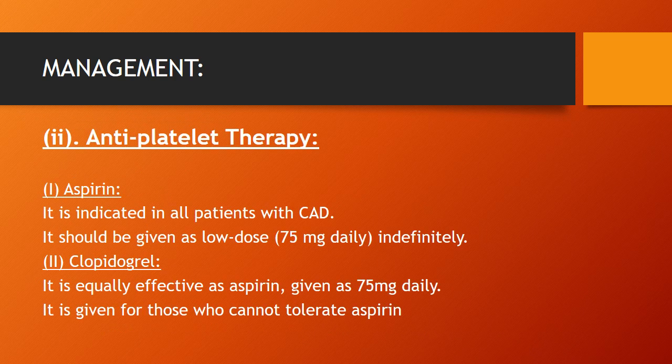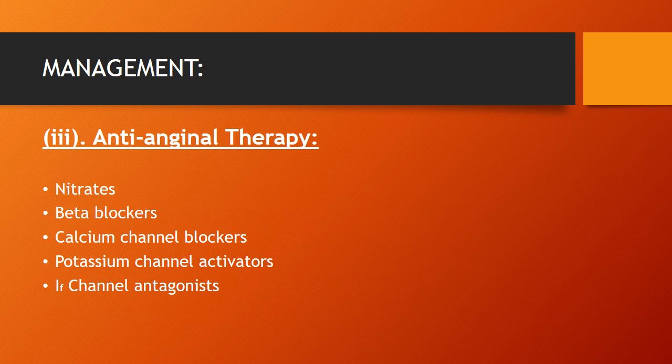So after lifestyle modification and controlling of blood pressure, sugar and hyperlipidemia, another important step is antiplatelet therapy. We can give aspirin or clopidogrel. Aspirin is indicated in all patients with coronary artery disease and should be started with a low dose, for example 75 milligrams once daily. Clopidogrel is equally effective as aspirin, with the same dosage of 75 milligrams once daily. It is given for those who cannot tolerate aspirin.